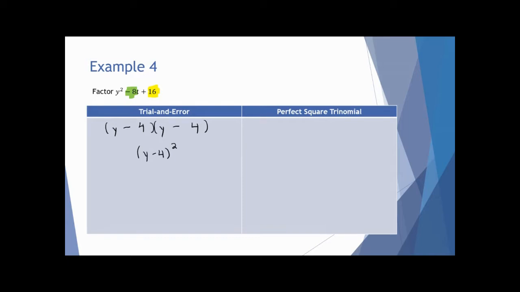Now for the perfect square trinomial, we want to first identify that the first and last terms are squares. So 16 is 4 squared. So I have y squared minus 8t plus 4 squared. And then you want to test whether 2 times your a and your b gives you the middle. So that's 2 times my y and 4. And when I multiply that, I get 8.